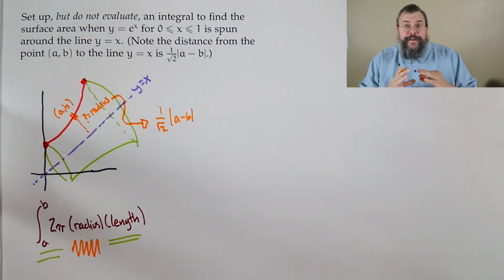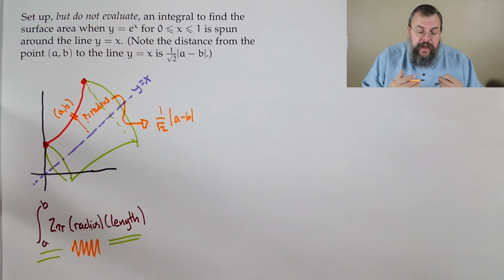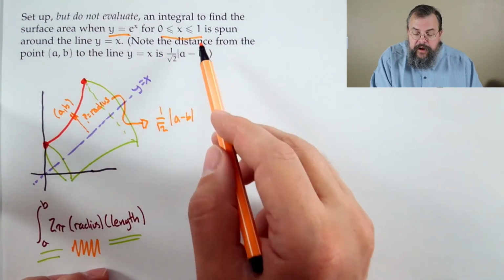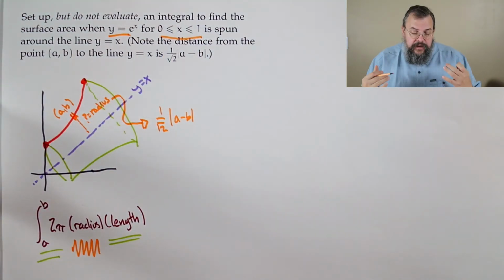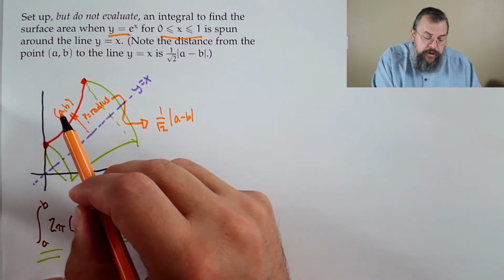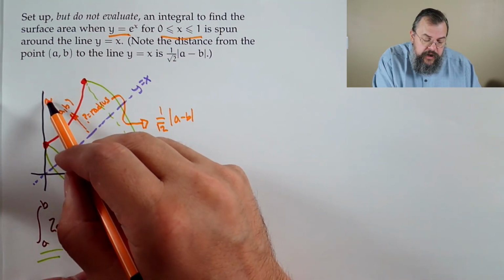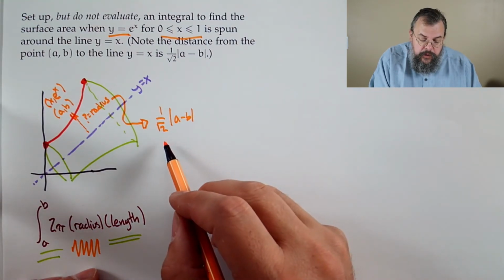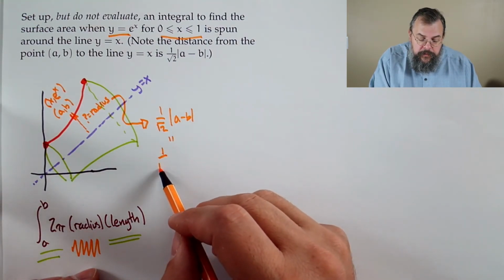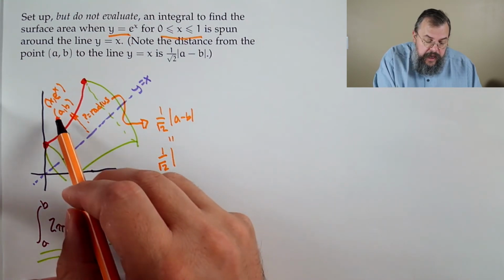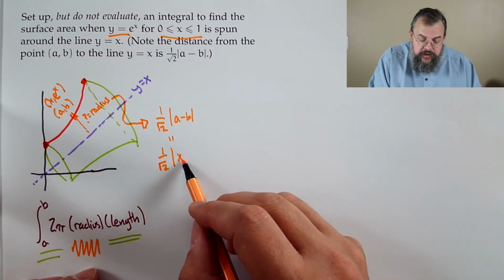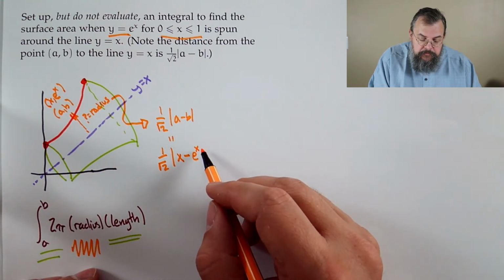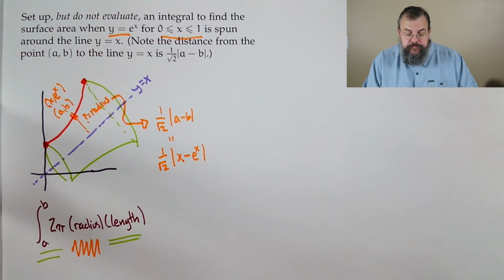Now we have to rewrite this in terms of our variable. Everything so far has been given to us as x. Y equals x, x bounds 0 to 1. So let's think of it in terms of x. So this point (a, b) really should be thought of as the point (x, e to the x). So for us, our distance would be 1 over root 2, and then a would be x, and then b would be e to the x, a minus b.